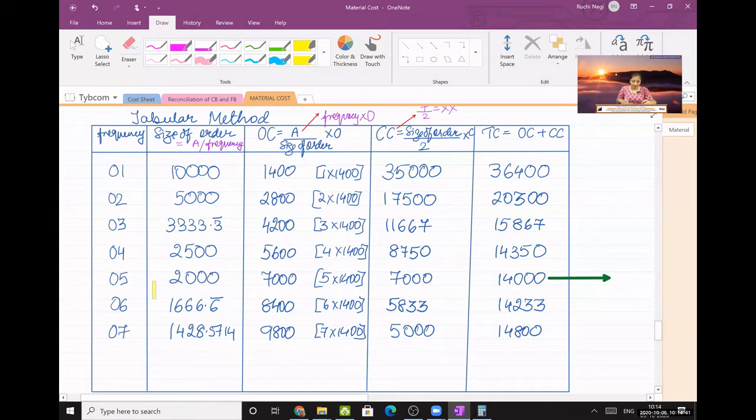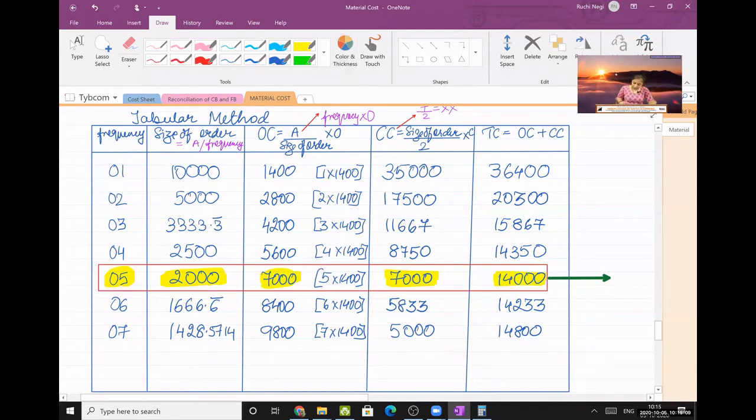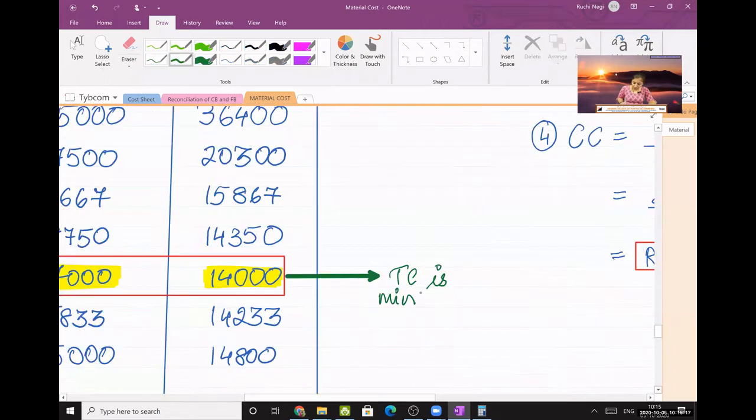My frequency is 5. Here also it is 5. My EOQ was there 2,000. Here also it is 2,000. My OC and CC in formula method was 7,000, 7,000 respectively. Here also it is same. And my total cost under formula method was also 14,000. And in table method also it is the same. What's the final answer? Right here, total cost is minimum at EOQ.